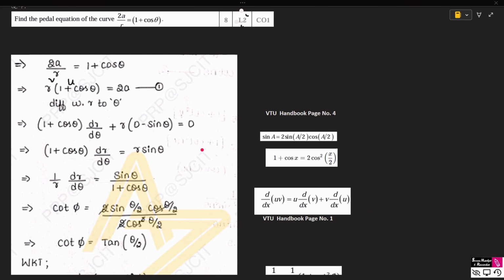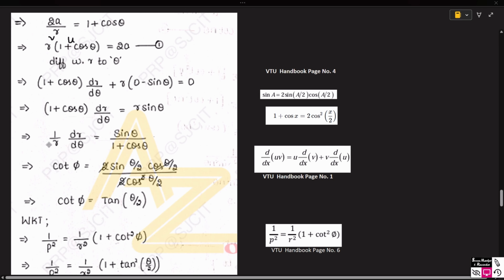1 becomes 0. Okay, then rearranging the equation, we are sending the 1 plus cos theta to the right hand side, and r to the denominator of the left hand side. We get 1 by r dr by d theta equal to sin theta divided by 1 plus cos theta, which we know that 1 by r dr by d theta is nothing but cot phi. And as we discussed in the previous problem, sin theta can also be written as 2 sin theta by 2 cos theta by 2. It is given in the handbook on page number 4.